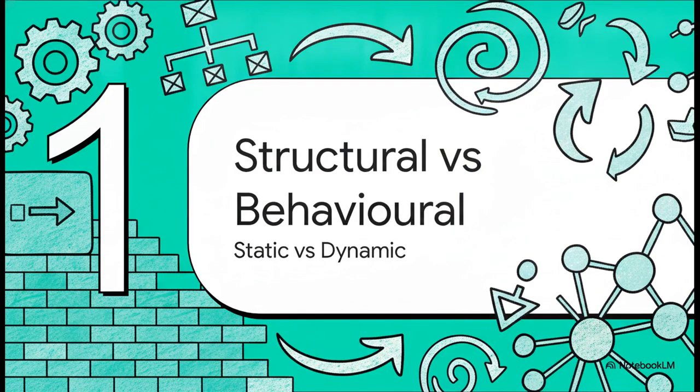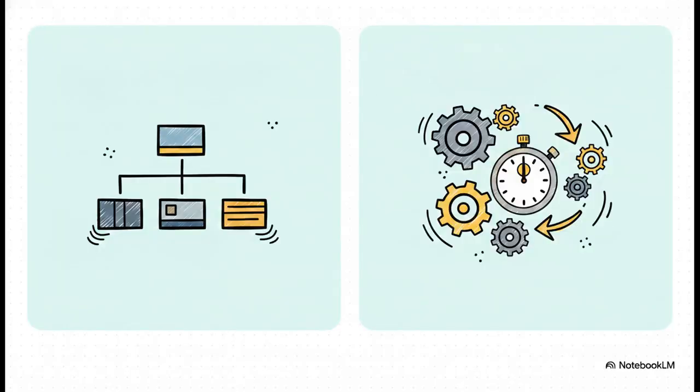All right, Section 1, Structural versus Behavioral Models. So up until now, we focused heavily on structural models. Think of those as your static blueprint, the basic organization and architecture of a system, like the classes and their relationships. But behavioral models, they are all about the timeline and the logic. They show us what actually happens dynamically when the system runs and responds to its environment. It's the system in motion.